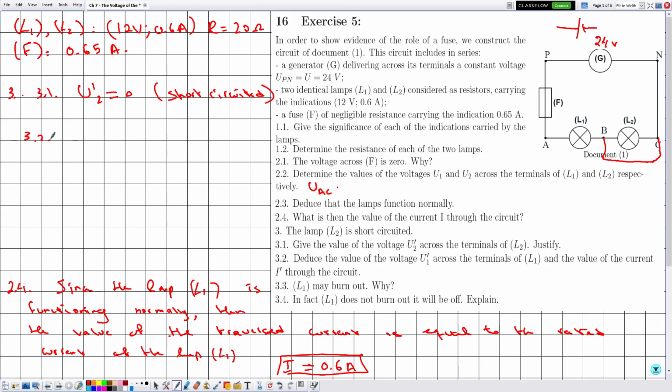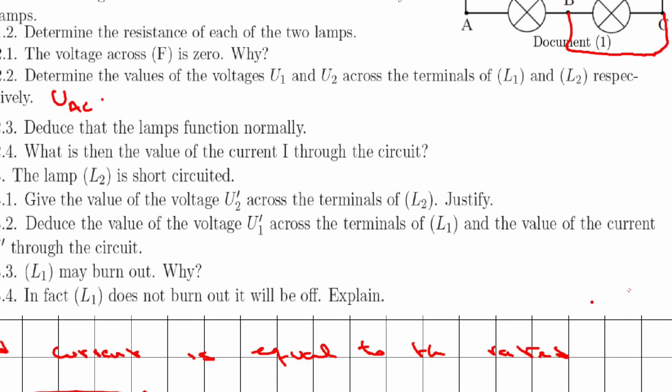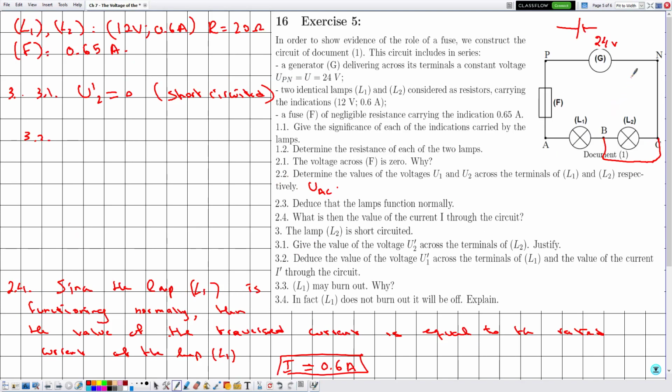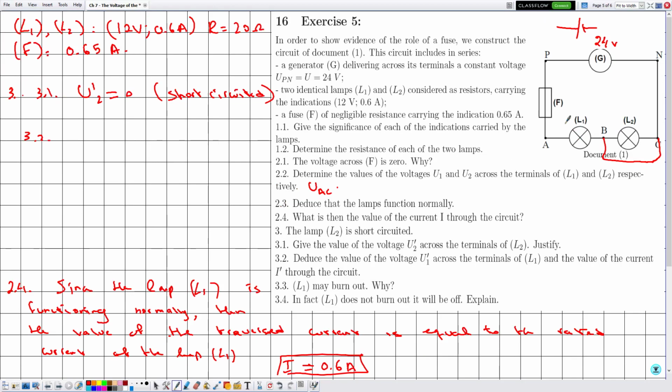Now in 3.2, deduce the value of the voltage U prime 1 across the terminals of L1. And by deduce it means that we need to use the previous part. So now, because L1 is the only electric component of the circuit, UAB is equal to 24, and this can be justified either by the law of uniqueness of voltages or the law of addition.